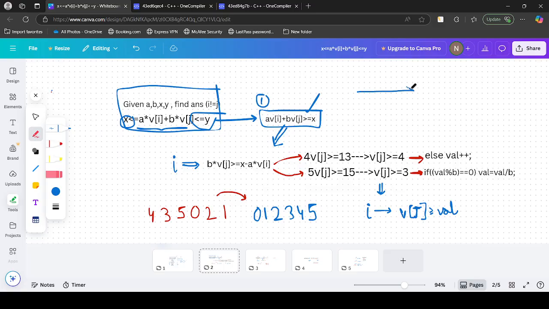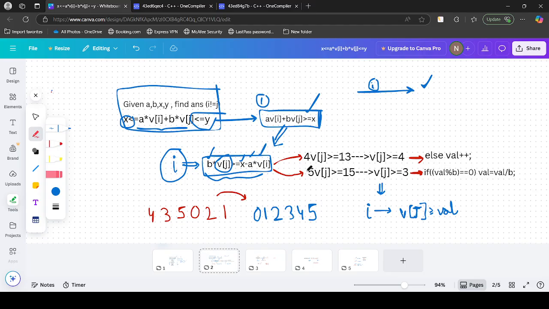Let's say we are traversing the array and we are at index i, and now we are trying to think what are the possible indices j such that the given condition is satisfied for this index i. This is a subproblem. So we are at index i and we are trying to find the values of indices j for which this condition will be satisfied. By rearranging this, we get that b times v[j] is greater than or equal to x minus a times v[i]. x is given, a is given, v[i] is the present value, and v is also given. So we can find the range of v[j] for which this will be satisfied.